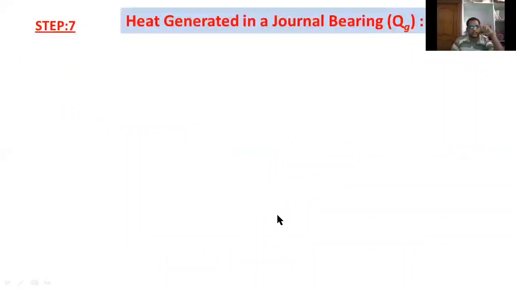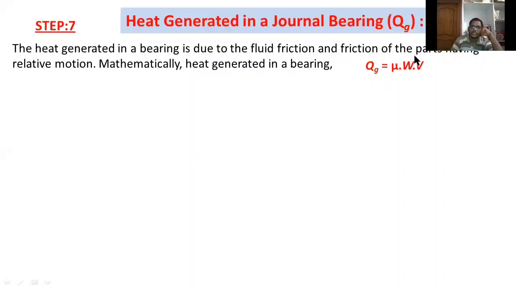Now coming to step number 7, in this step you have to find the amount of heat generated due to friction. You have to find that value by using the general empirical formula Qg equal to mu Wv. This is the formula for amount of heat generated. Here mu is the coefficient of friction, already obtained in previous step number 6. W is the load on the shaft or load on the journal, given as 20,000, and V is the velocity of the shaft, that is V equal to pi dn by 60.